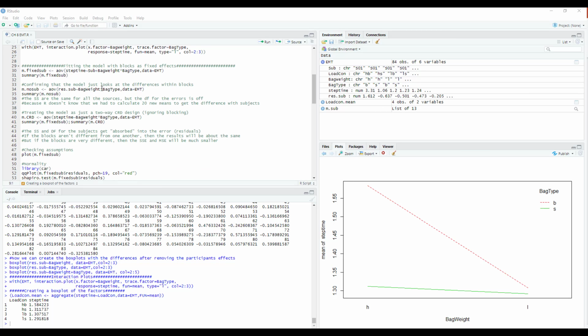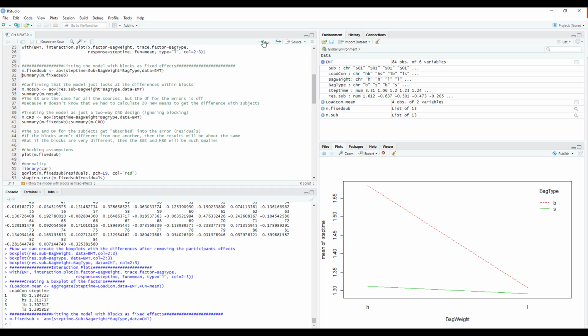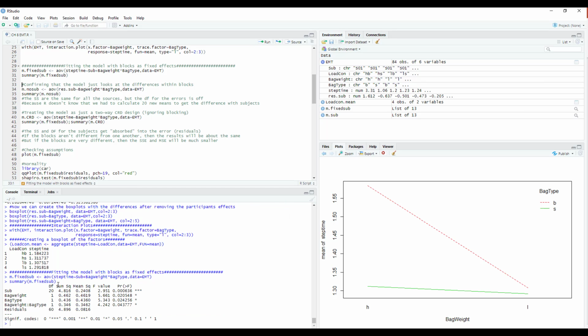How do we go about analyzing it with inference? We'll fit a model, and right now we'll assume that the EMT is a fixed effect. So we'll say m.fixed, for fixed effect by the subject, equals aov, our ANOVA model, with step times as our response variable, by the EMT themselves, the subjects, plus bag weight times bag type. That way this includes an interaction effect between bag weight and bag type. Data is from EMT. And if we do a summary of it, there are 21 subjects.